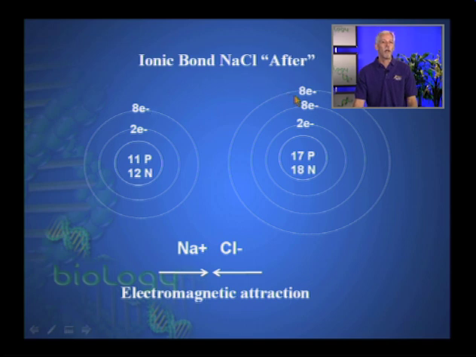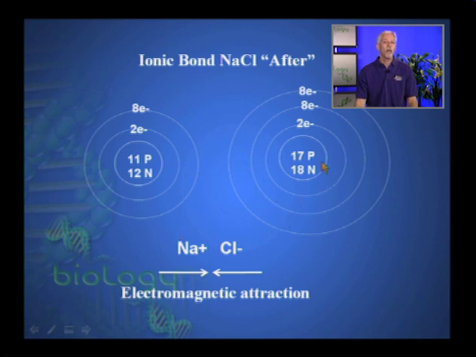Chlorine has picked up an electron, and that subshell is full. So they are, quote-unquote, happy. However, what you may also notice now is that our charges are no longer in balance. We have 11 positively charged protons in the nucleus, only 10 negatively charged electrons in the orbitals. So that means sodium has a net charge of +1.